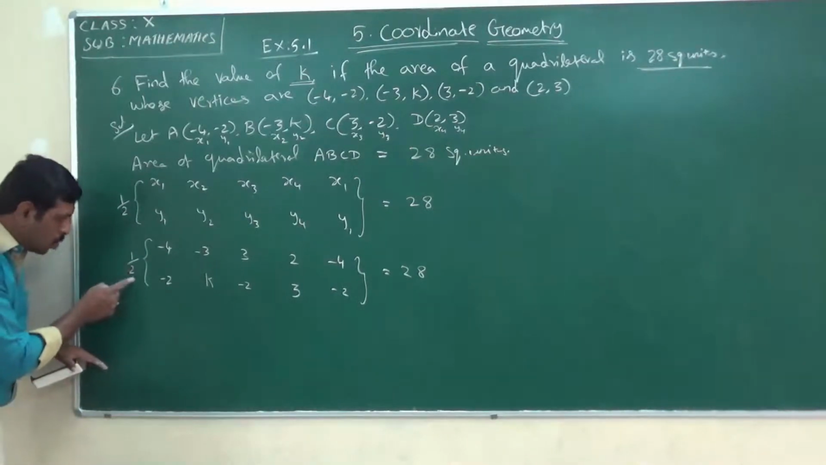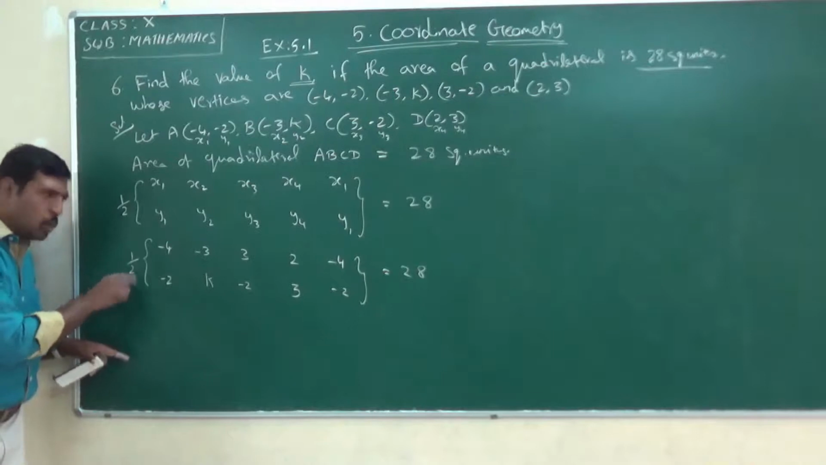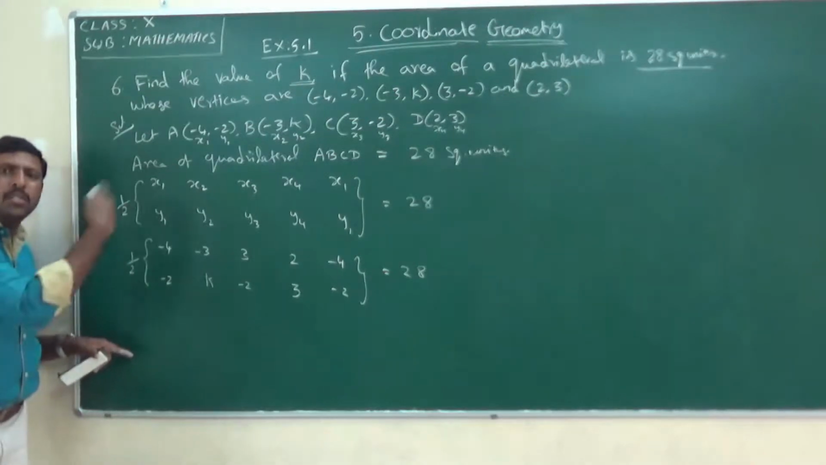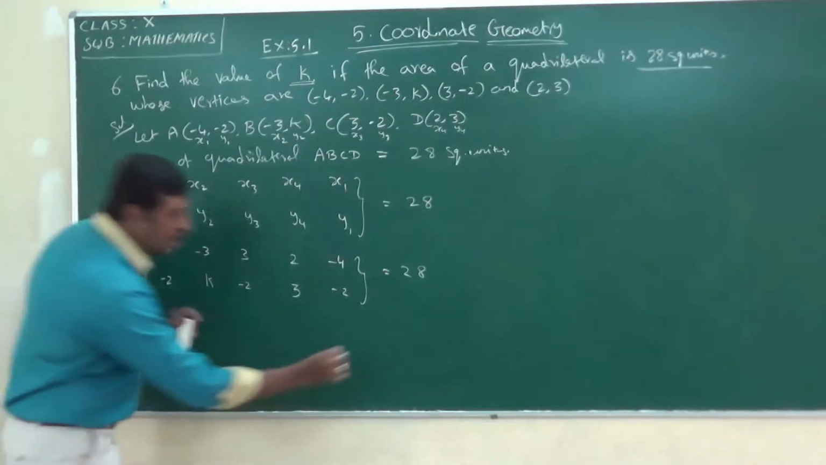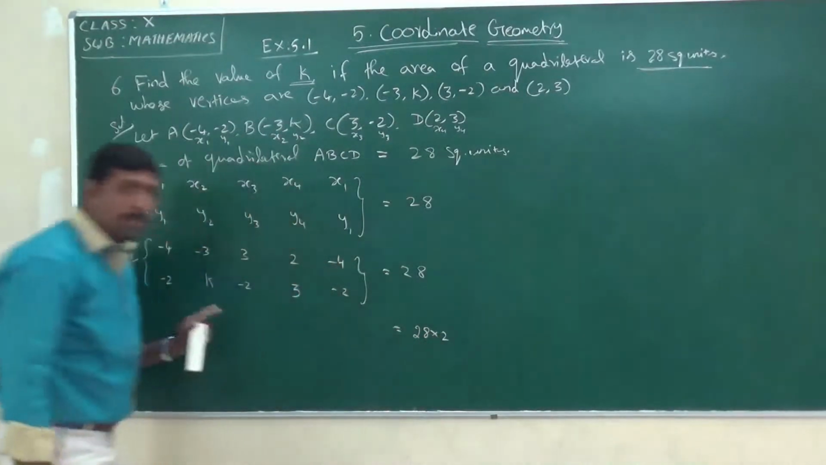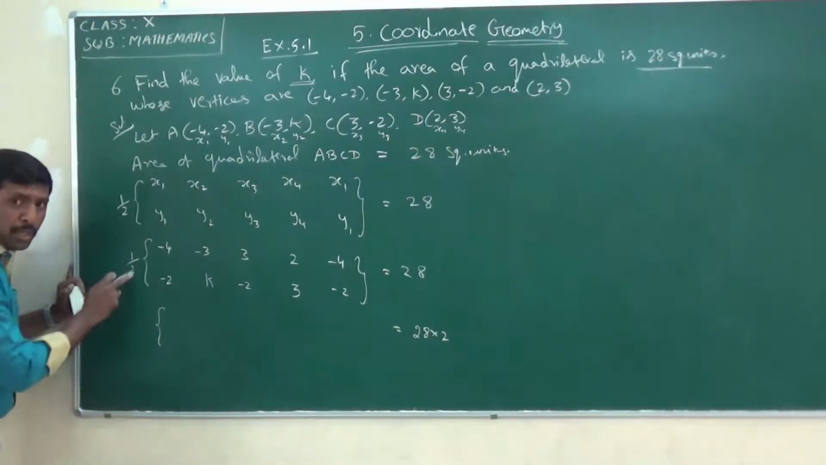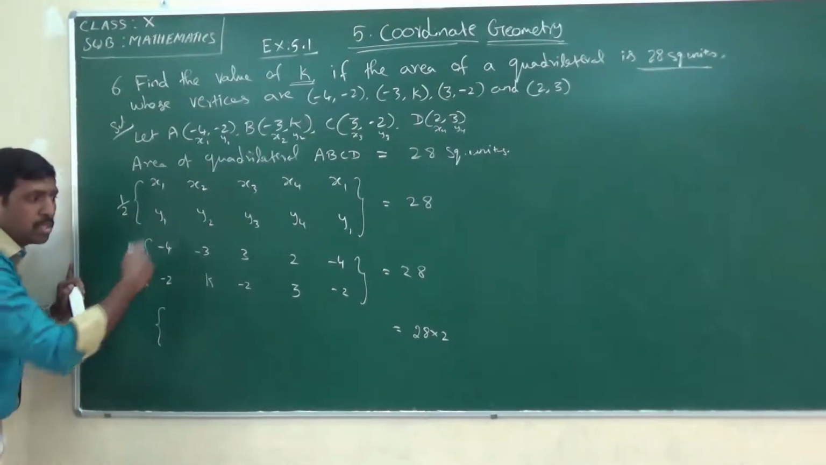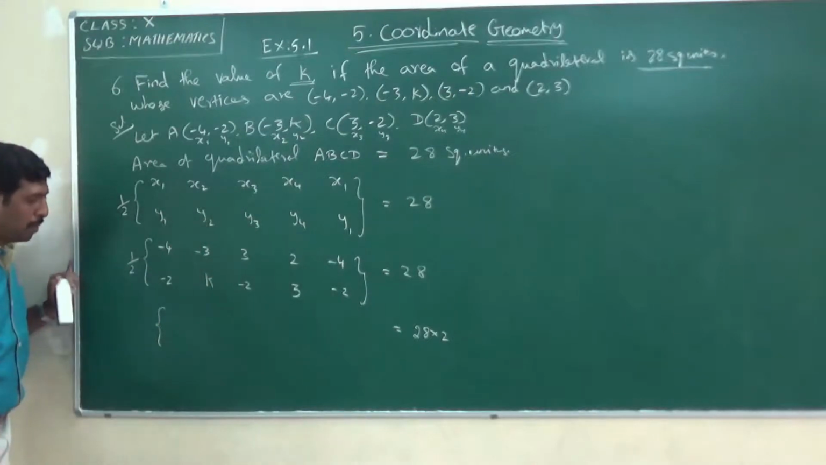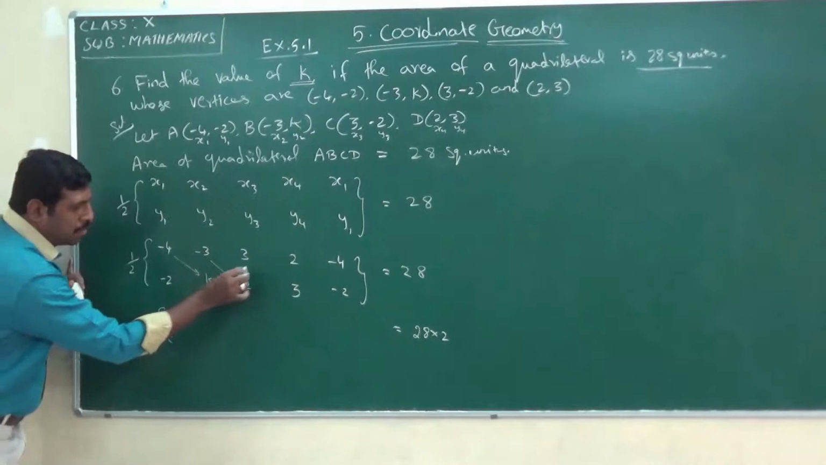Now I take this 2 to the other side. It is in division, 1 by 2, so when I take this 2 to the other side, division should turn to multiplication. So here we get the value as 28 into 2. Now we have to multiply the given terms. Now the first term we have to multiply with this.